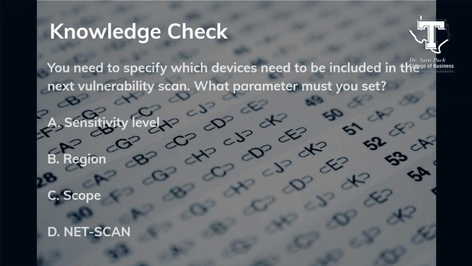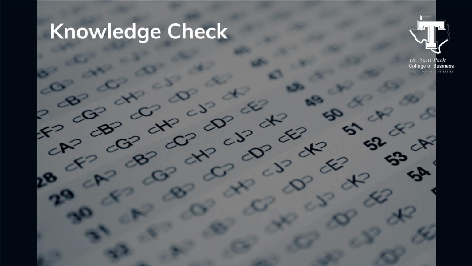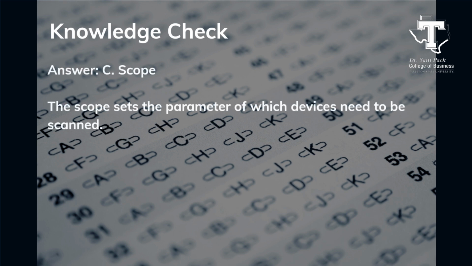Knowledge check. You need to specify which devices need to be included in the next vulnerability scan. What parameter must you set? Sensitivity level, region, scope, or net scan? Answer: scope. The scope sets the parameter of which devices need to be scanned.